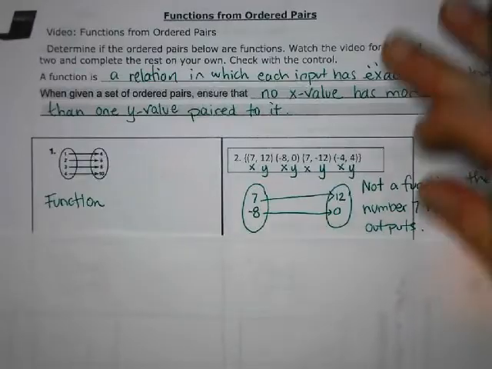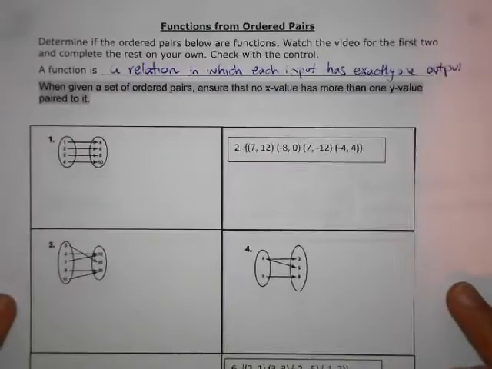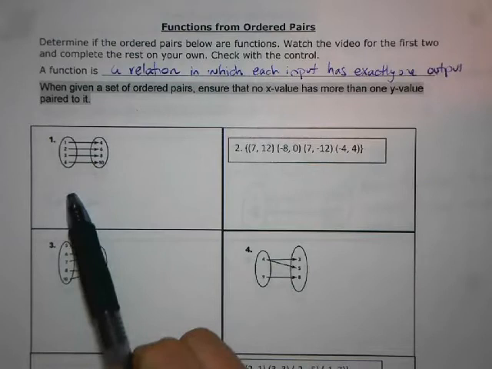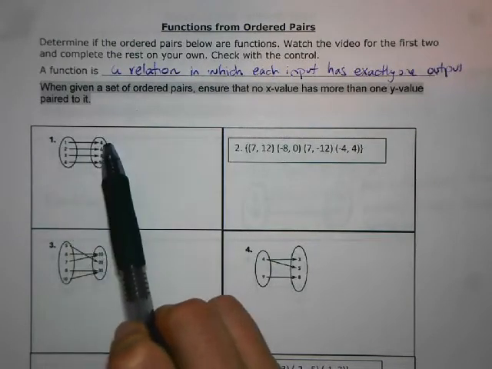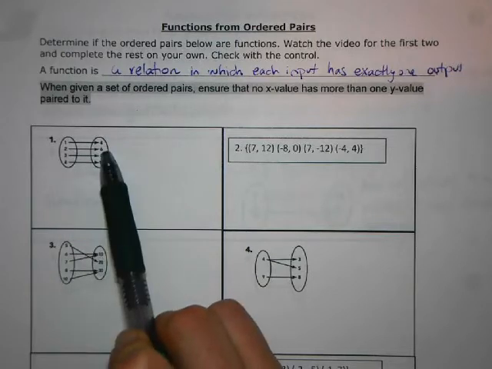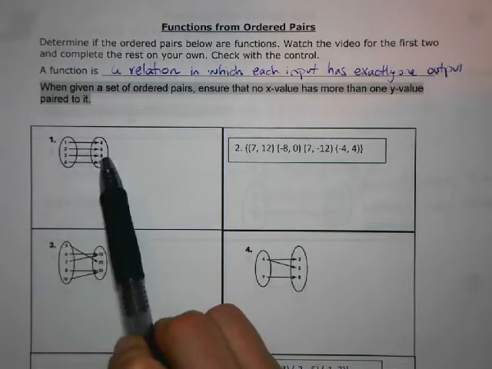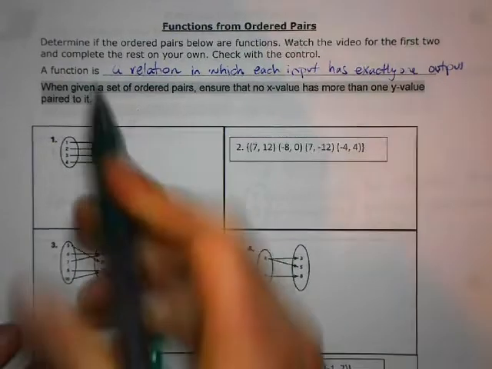Okay, so let's look at our problems. Number 1, when you look at the lines, each input goes to each output just once, and 4 to 10, so this is a function.